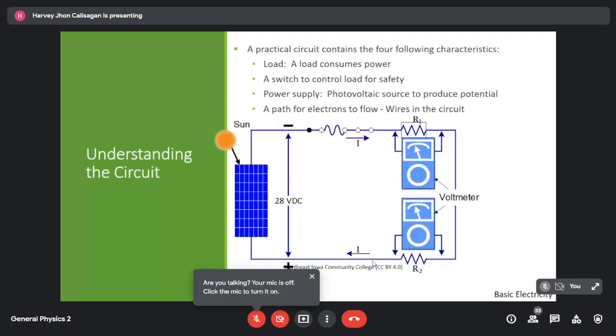Now, let's talk about some practical circuits. A practical circuit contains the following four characteristics. Okay, first, it has a load. Not load like the mobile load. Load means a storage. Okay, a load consumes power.